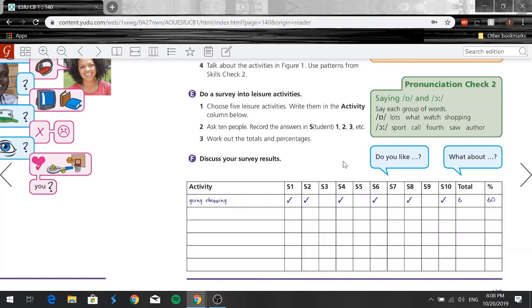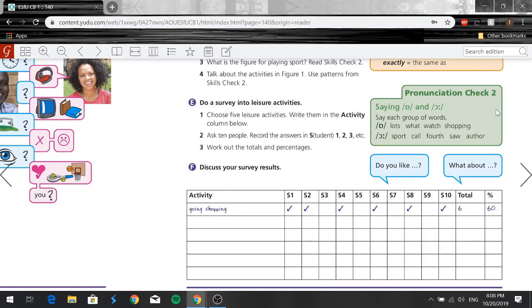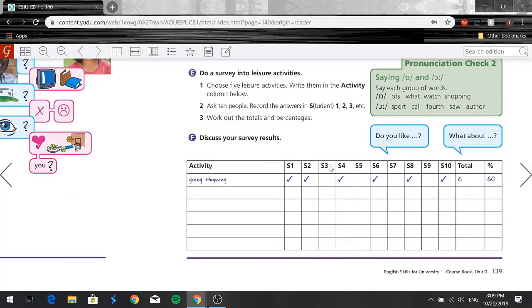Actually, before we move on, let's go to pronunciation check here. Leave us from all this. I just want you guys to repeat after me so you guys can improve your pronunciation. Okay? So we have lots, what, watch, shopping. Okay? Then we have sport, call, fourth, saw, and author. Okay? So again, leave us from all of that and just focus and say the words after me. Right? So that was speaking, guys.